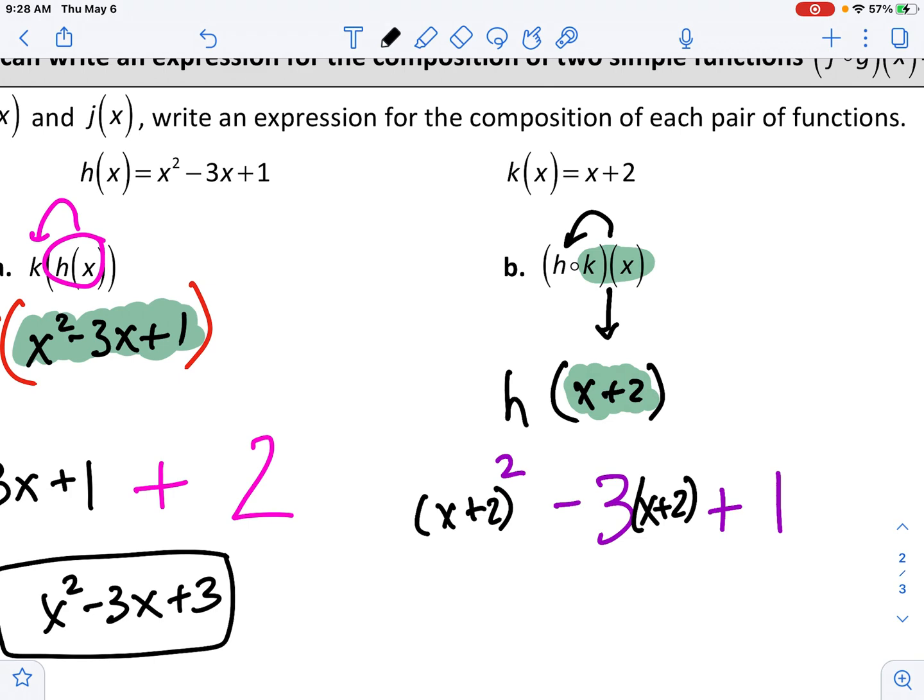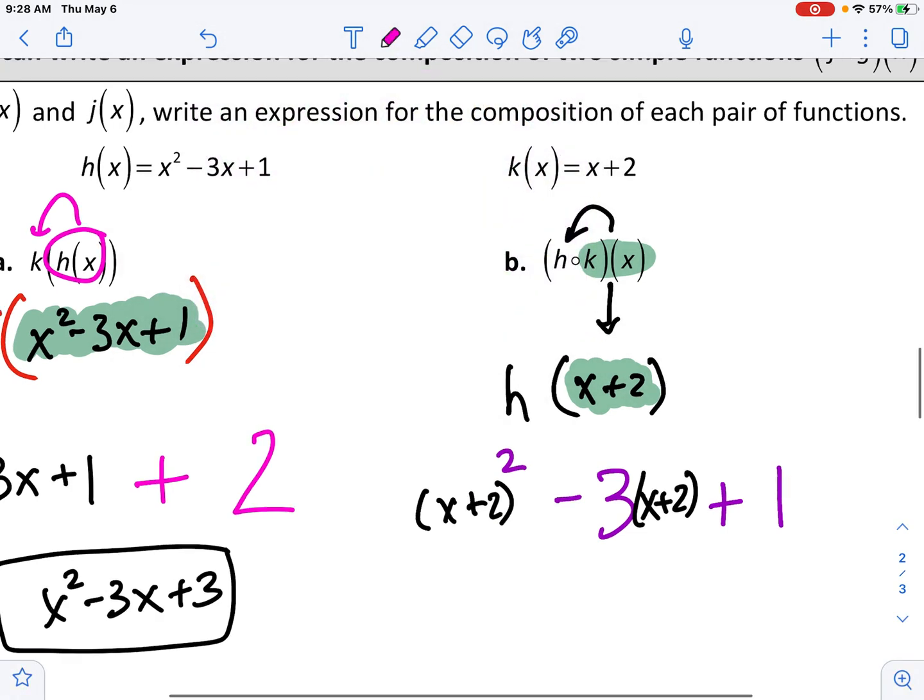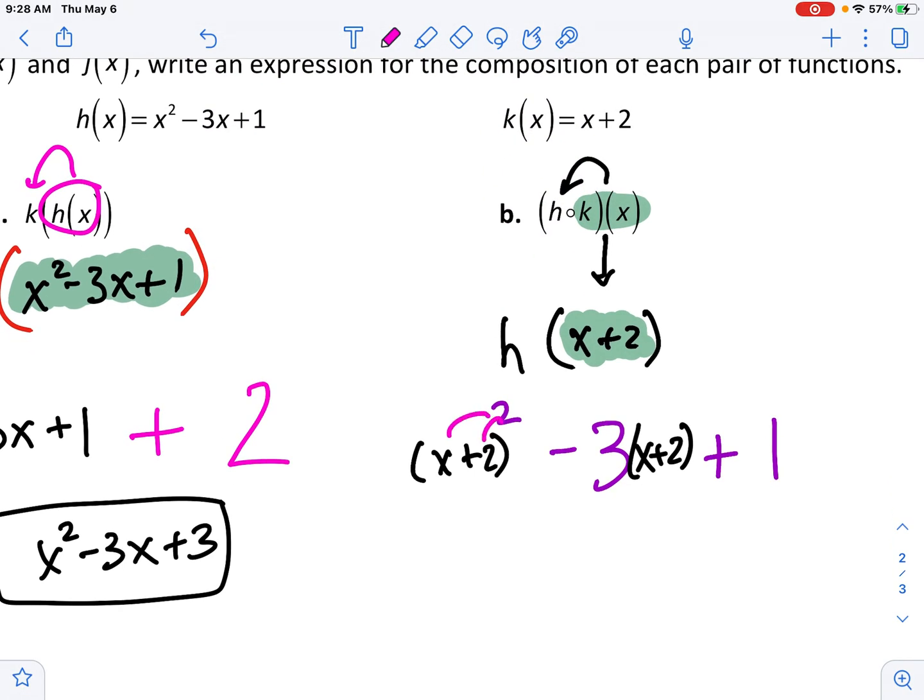Now, this is a little harder because algebra. Don't just square x and square 2. If you put x squared plus 4, that's horribly wrong. Don't do that. X plus 2 squared means x plus 2 times x plus 2. You're going to have to FOIL this. You would get x squared plus 2x plus 2x plus 4.